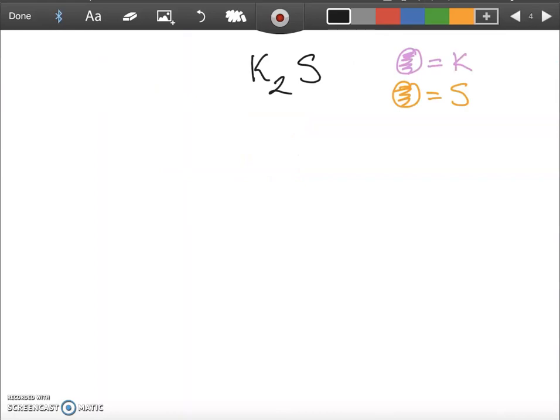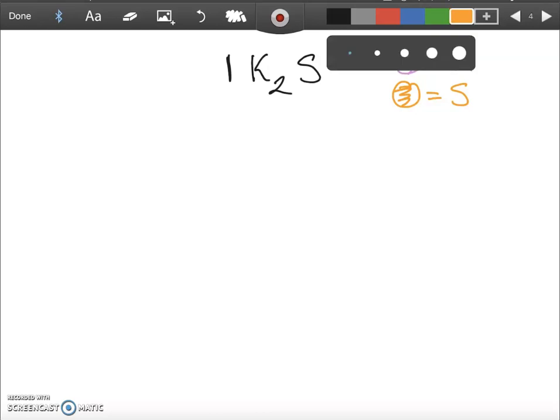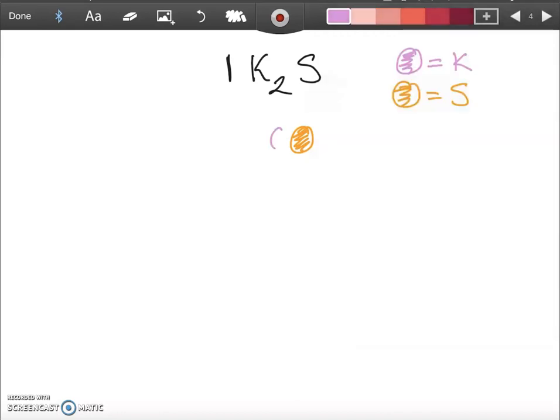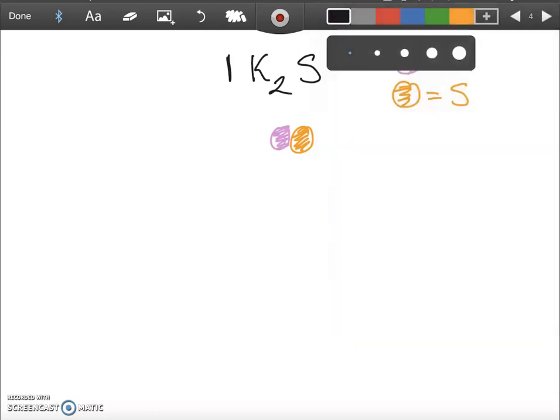Let's look at K2S. I'm going to represent K with this kind of lilac color circle, and then represent S with a yellow circle. And let's just say we have one of these. So what's that going to look like? Well, I'll go ahead and do the S, and then I'll come down here to my lilac color, which was right there, and then I'll do the K. All right. Now, if you do not have colored pencils, it doesn't really matter the colors that you choose here to represent the atoms. You can even choose not to use colors at all.